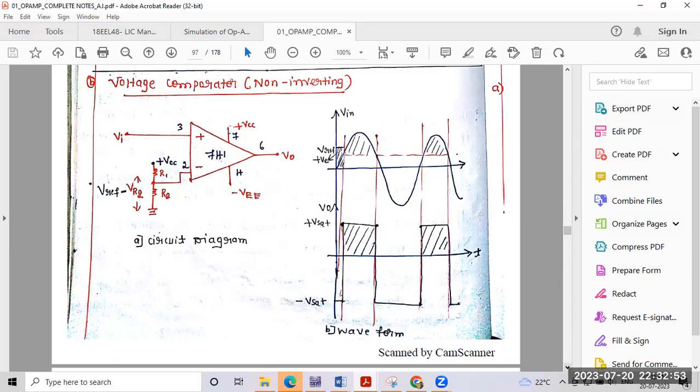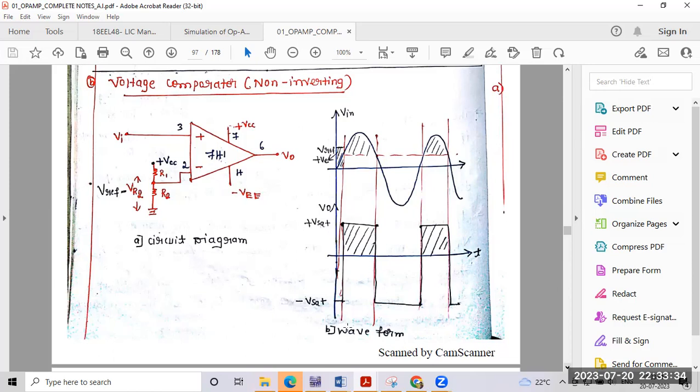Here also the same. Whenever our input reaches this positive reference voltage, the output will change from negative to positive. In the previous, positive to negative; here, negative to positive. Non-inverting means zero phase shift: positive, positive, negative, negative. Before our input reaches the reference voltage, our output remains negative only, because the input voltage is less than the reference voltage. Whenever our input reaches the reference voltage, our output changes from negative to positive.